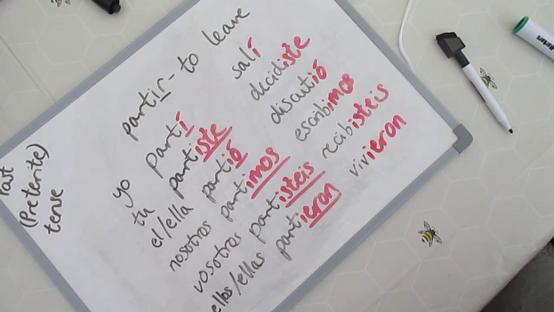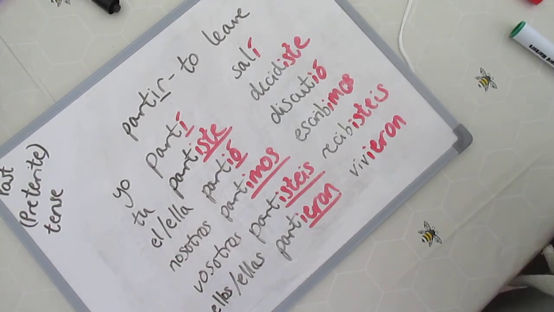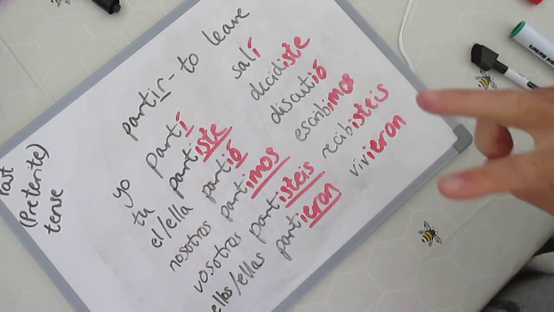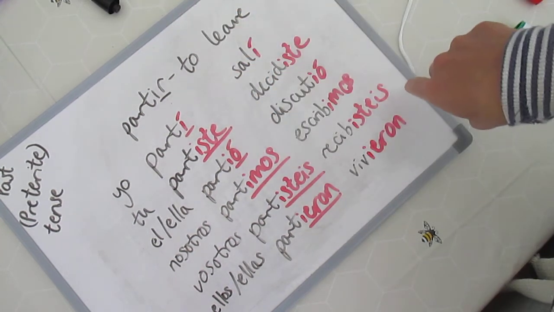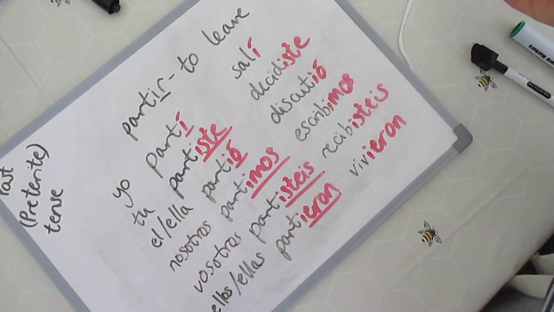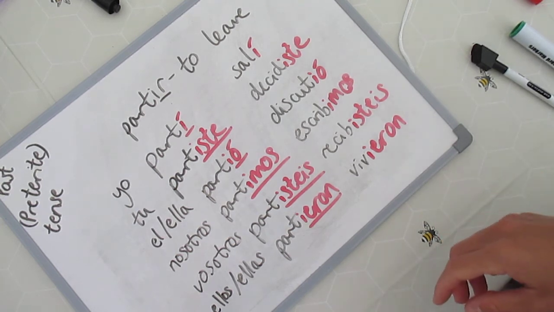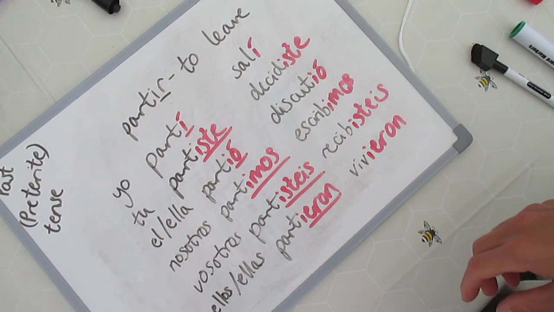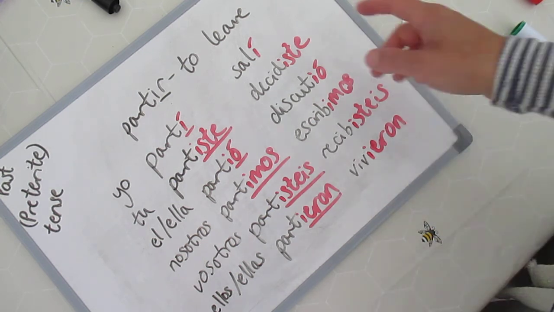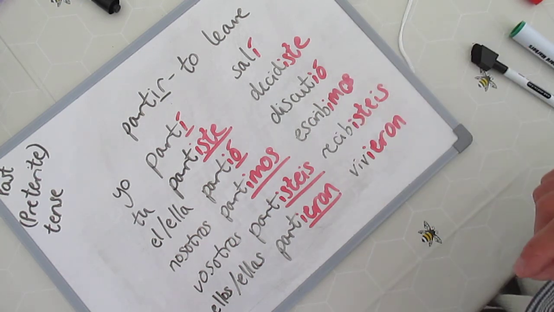So those endings will work for any regular ER and IR verb in the past tense. So actually you only need to learn two sets of different endings. You need to learn these endings for the ER and the IR verbs, and the endings we looked at the start for the AR verbs. Okay, so hope you find that useful. There are some irregular verbs in the preterite tense which don't follow this pattern, so we'll look at those in the next video.